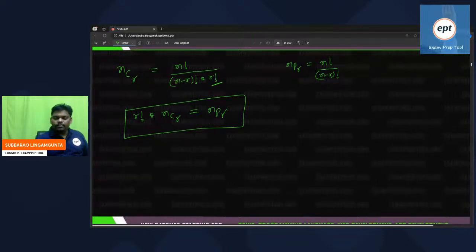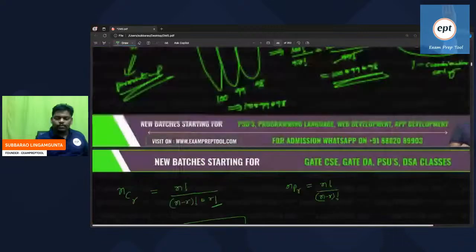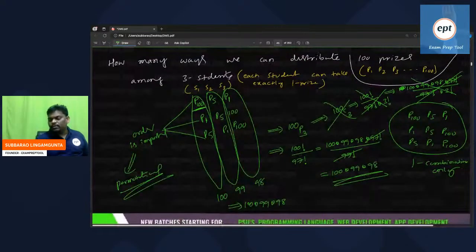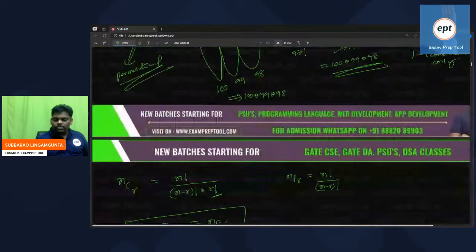So please check here. How many ways can we distribute 100 prizes among 3 students? Remember, it is 100P3, but it is not 100C3. 100C3 means 100 into 99 into 98 into 97 factorial by 97 factorial. 97 factorial and 97 factorial both are cancelled. 3 factorial is left below, but there is no 3 factorial. So it is actually NP3, 100P3.